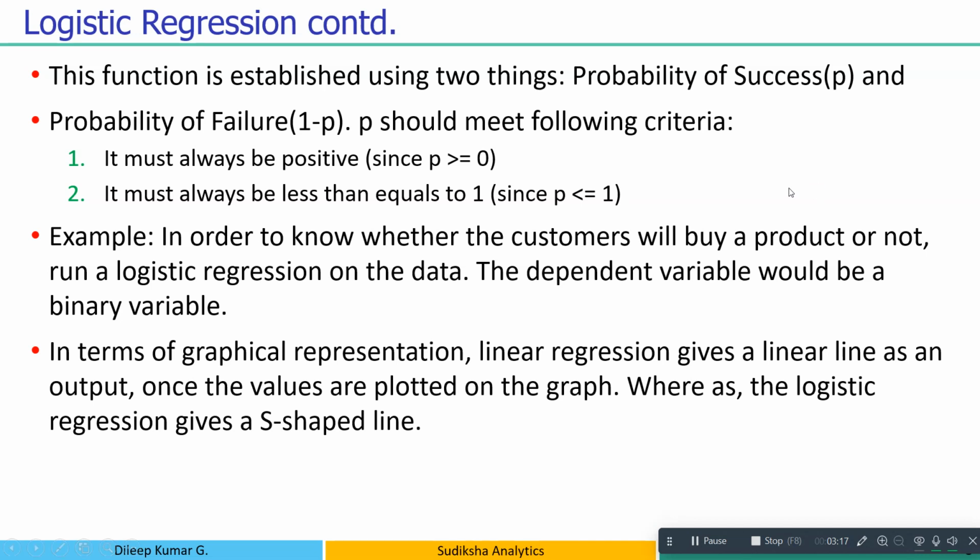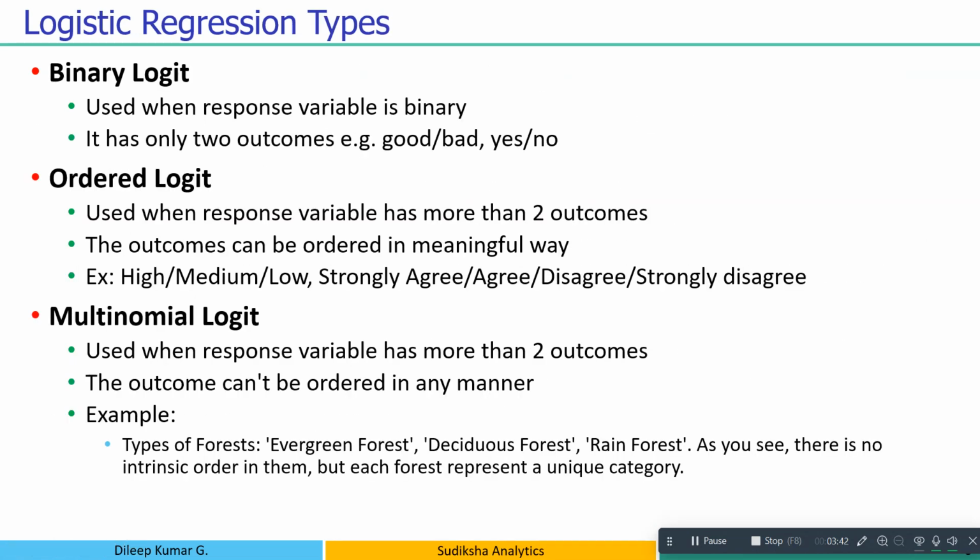In terms of graphical representation, linear regression will have a straight line that could be either positive or negative, whereas logistic regression in terms of graphs is shown as an S-shaped curve. Okay, S-shaped curve. In other terms, we say sigmoid curve. I'll show you that. And what are the types?